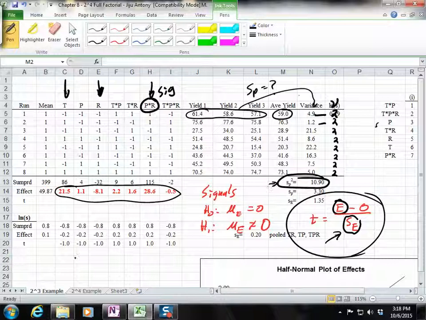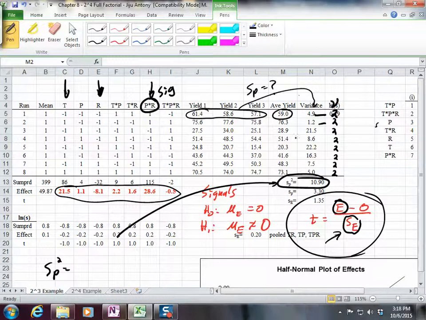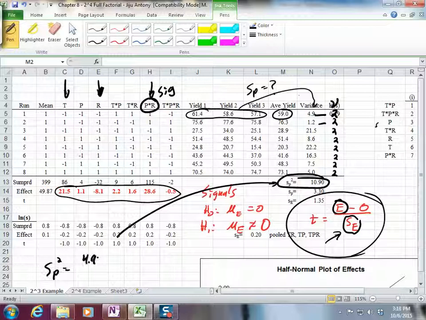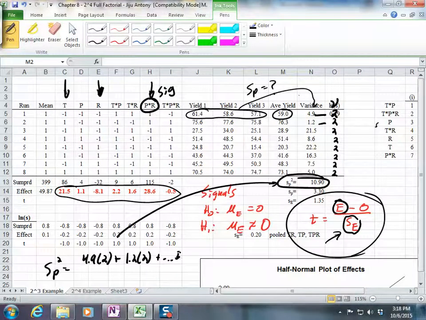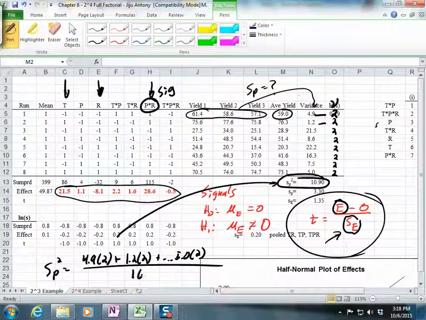Should I write that down? So how did we get this? SP squared is going to be 4.9 times 2 plus, what's the rest? 1.2 times 2, on and on and on, down to 5.0 times 2, divided by 16. And that gives me 10.9.